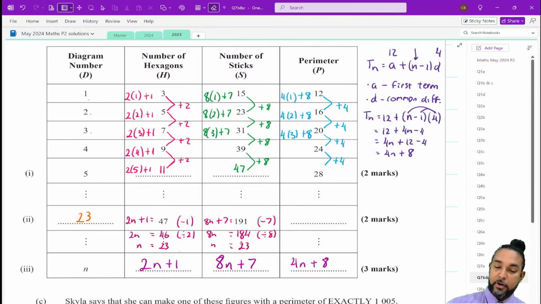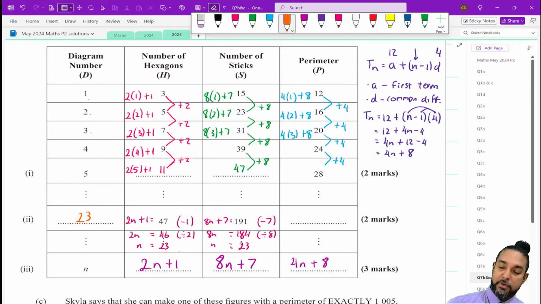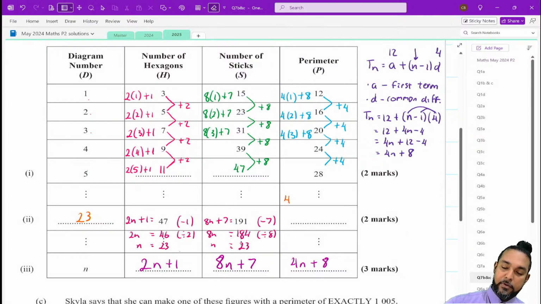And now to solve for the orange one on that side, you just plug in n is 23 there. So you get 4 by 23, which is 92. Yeah, and 92 plus 8 is equal to 100.